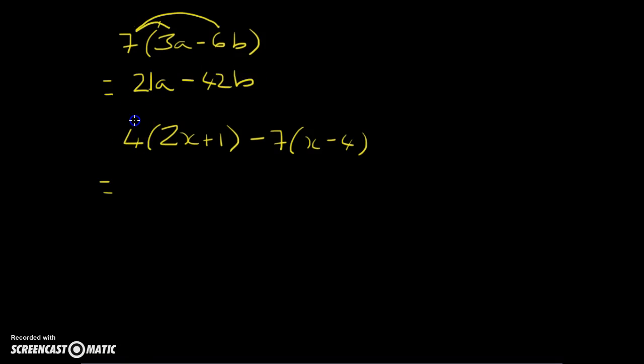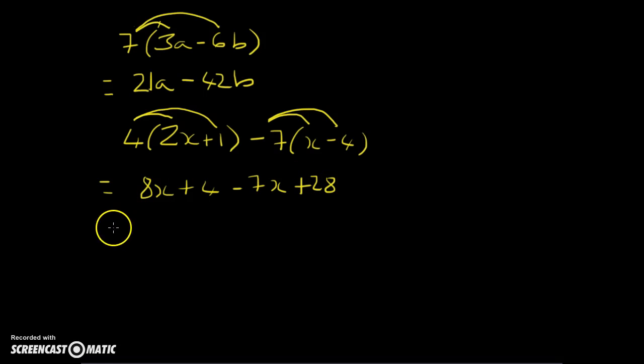Now on to the second example. 4 is going to multiply each of these terms inside the bracket. 4 multiplied by 2x, 8x. 4 multiplied by 1, 4. And we've got negative 7 multiplied by x and negative 7 multiplied by negative 4. So negative 7 multiplied by x gives us negative 7x, and negative 7 multiplied by negative 4 is plus 28.